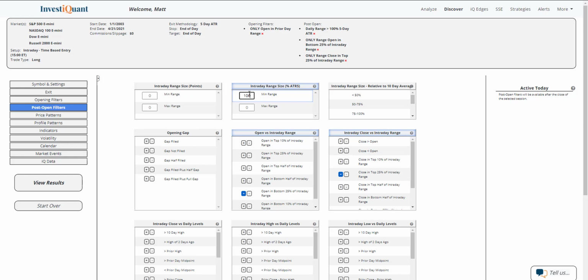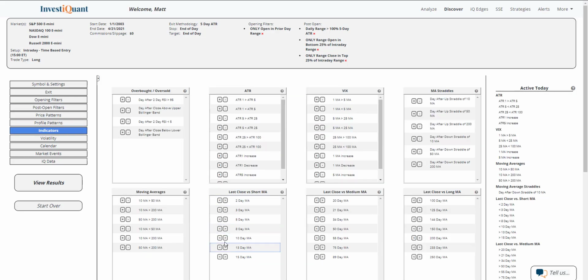All right, next I'm going to go into the indicators and put us in a similar market environment where yesterday closed below a 10-day simple moving average, but above a 200-day simple moving average. And that's going to complete the pattern. Now I can click View Results.